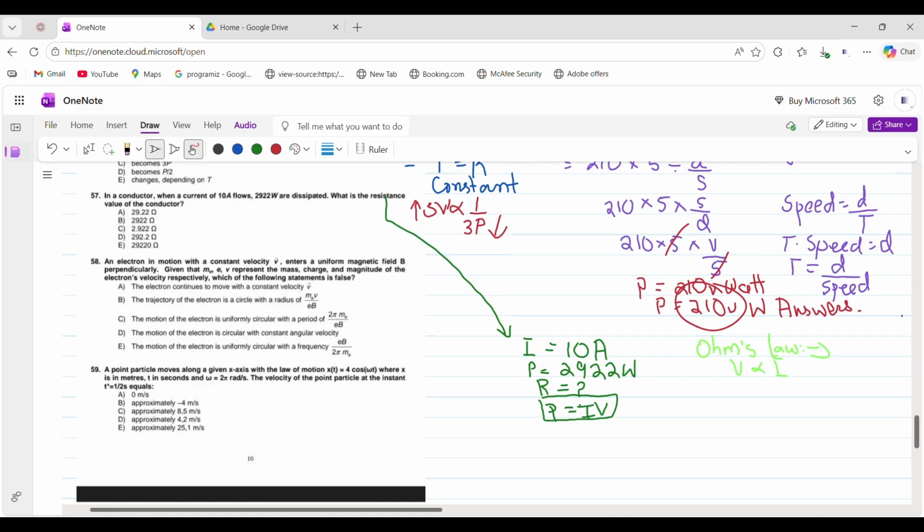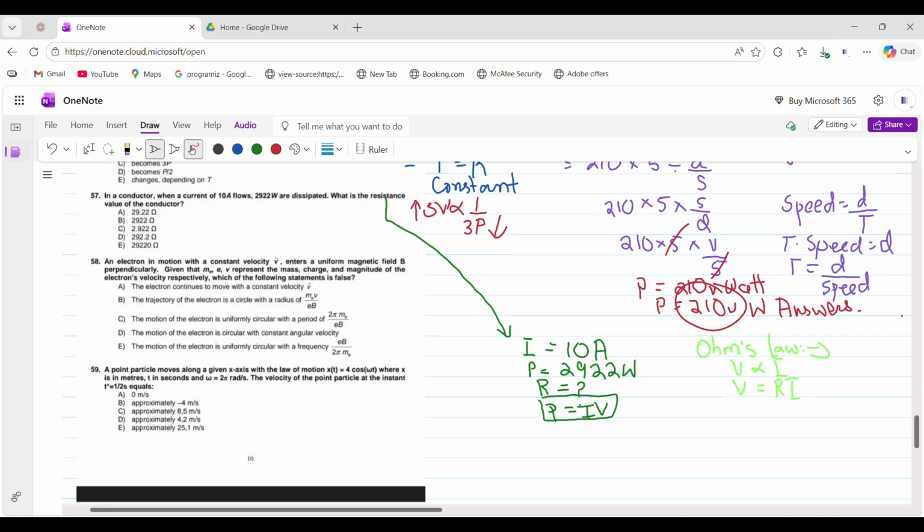And when I remove this proportionality sign, you know that we have to introduce a constant. So V is equal to, and here comes the constant R. And here R is what we call resistance, right? This is basically Ohm's law. V is equal to IR or V is equal to RI. Everything is same, this is the product.